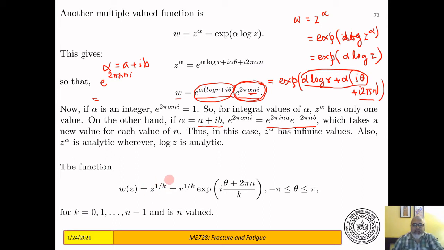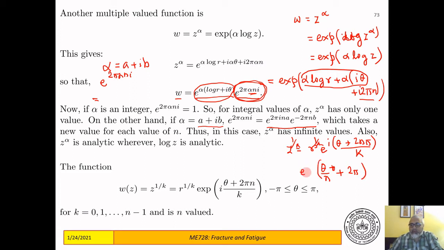Z to the power 1 by k, the kth root of z. So z can be written as r e to the power i theta plus 2n pi. So z to the power 1 by k is r to the power 1 by k, e to the power i theta plus 2n pi divided by k. Now when k is equal to n, then this becomes theta by n plus 2 pi.